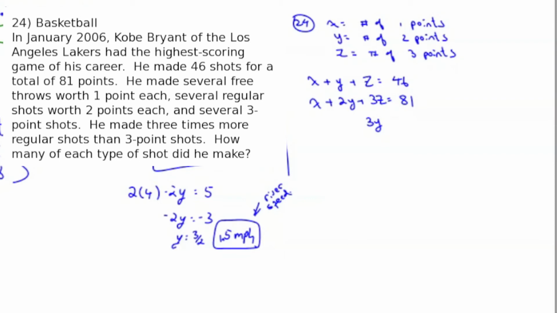So what are you doing? Well, is it going to be 3y? Are you multiplying y by 3? No, what are you multiplying? Not x, z. Z's the 3-pointers. So this is actually not right. It has to be 3z is equal to y. For every 3-pointer he shoots, he scores 3 more in the y category, the 2-point shots.